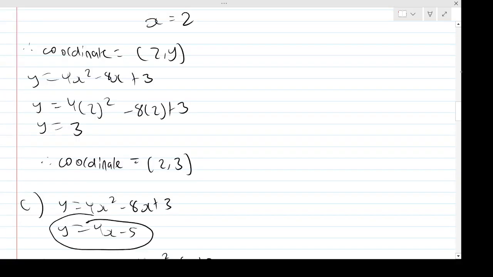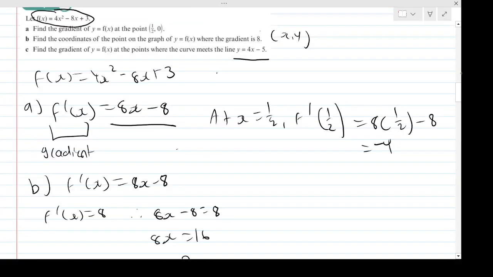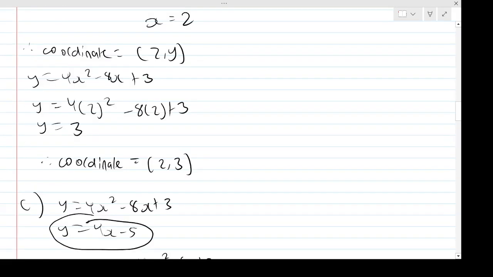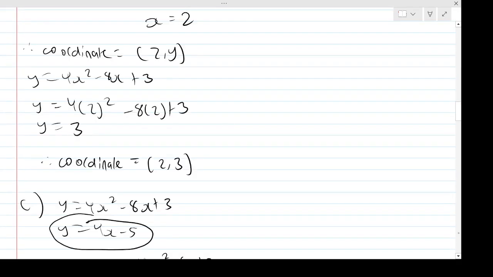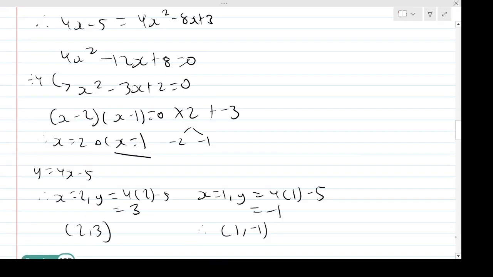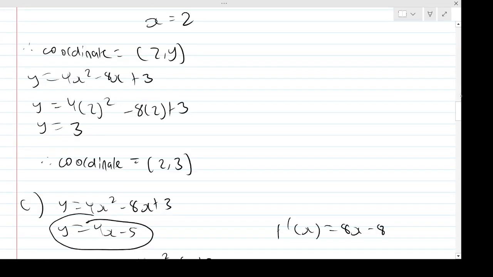So I've got these two points then. But they didn't ask me to find the points. They asked me to find the gradient at the points. So what I need to do is substitute my points into my gradient function. If I restate this, f dash of x is 8x minus 8. I've got these two points, x is 2, x is 1. I need to substitute both x's in.